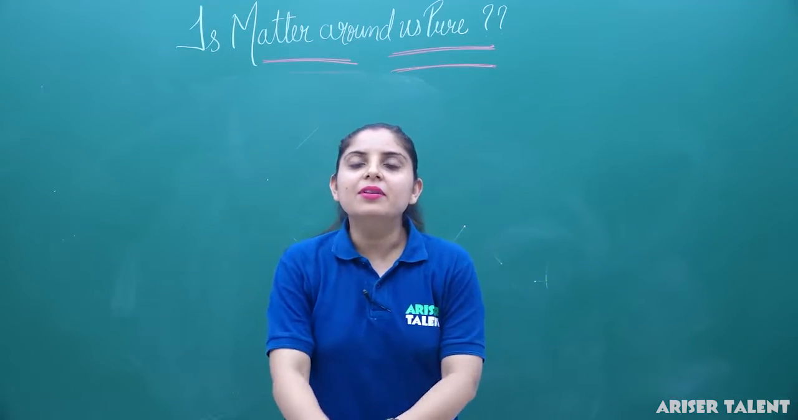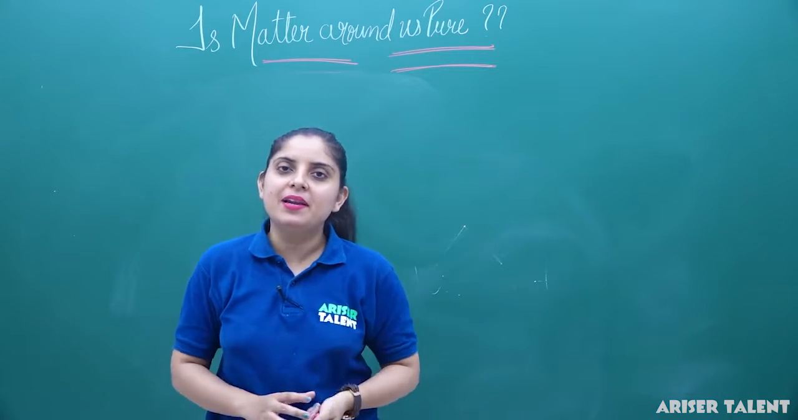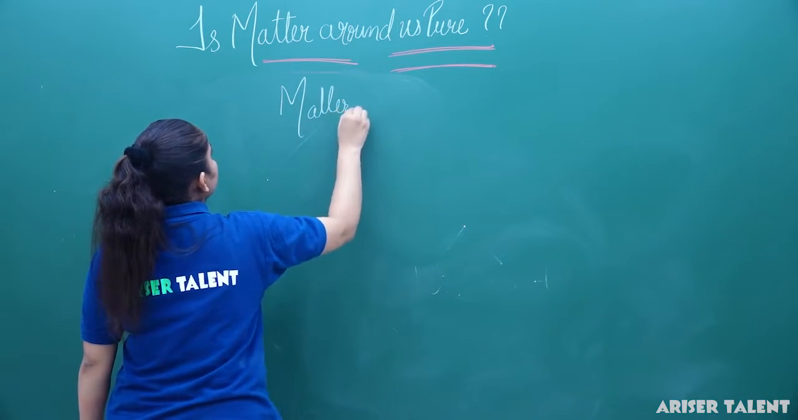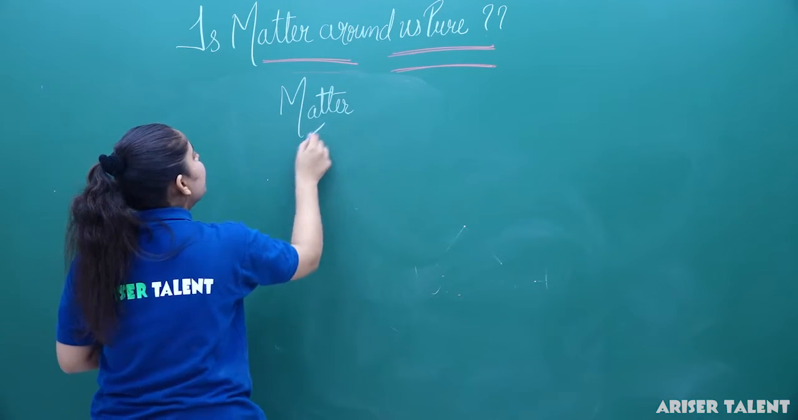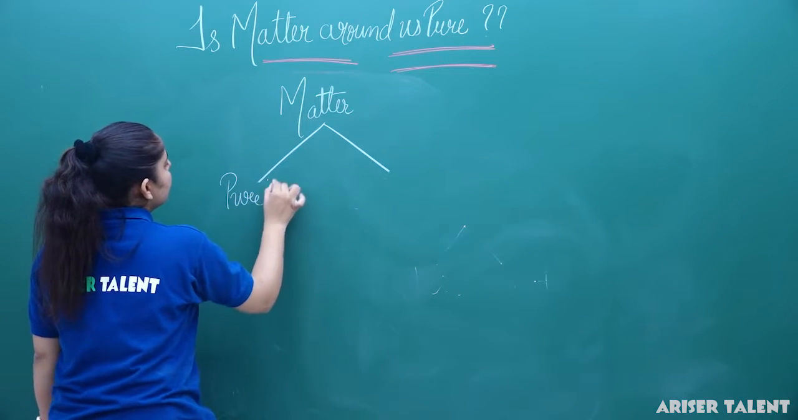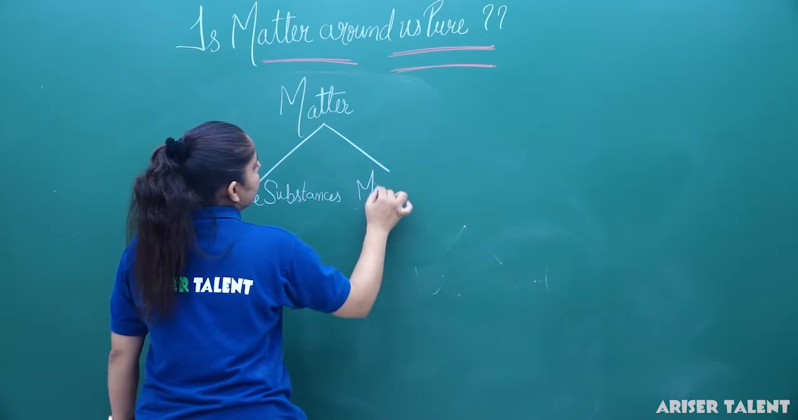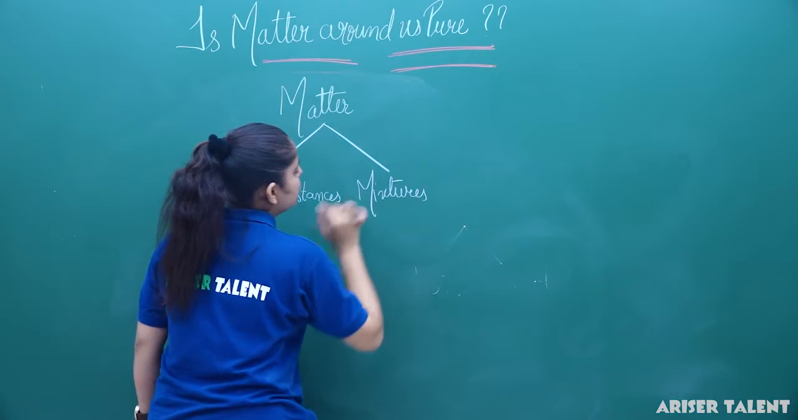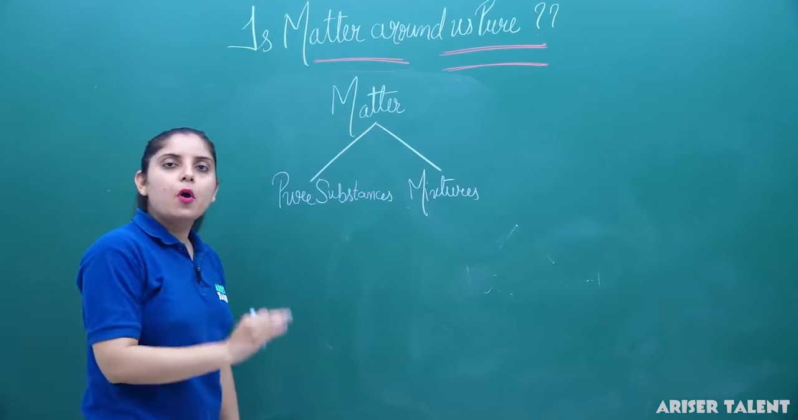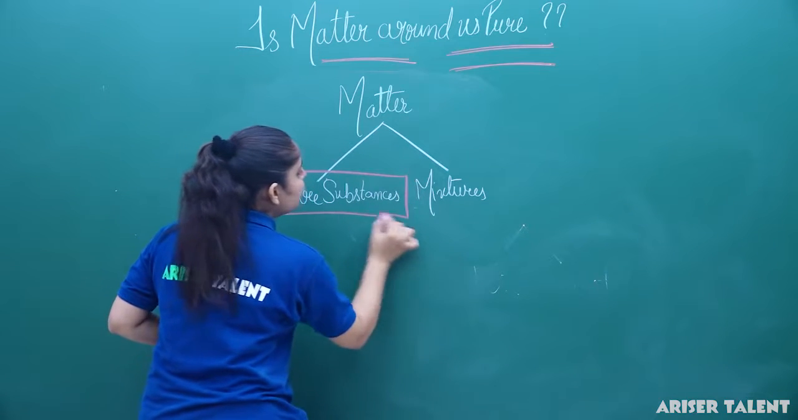So we are starting with the flow chart that we are going to deal with in this chapter. We have to identify whether the matter around us is pure or not. Clear? So if I am classifying the matter, it is actually divided into two categories. And what are these two categories? These categories are pure substances and mixtures. Clear? So entire matter is divided into two categories. Either it may be a pure substance or it may be a mixture. So this is pure substance and this is mixture.